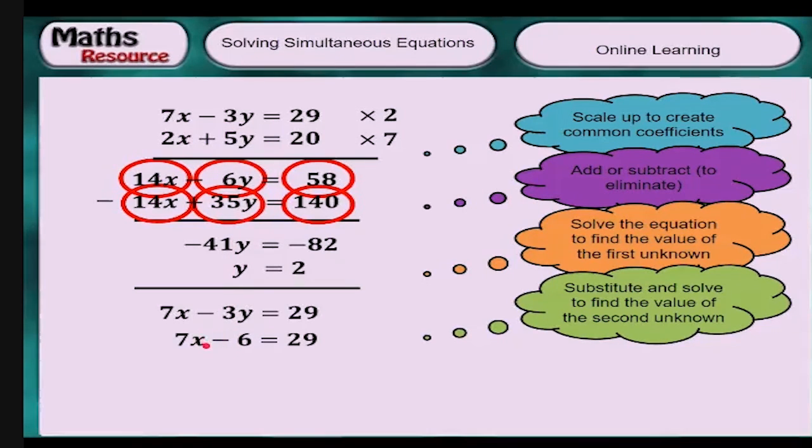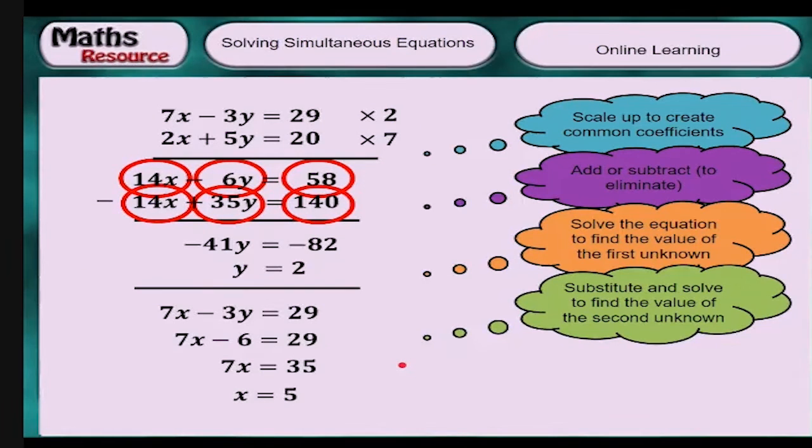All right. So what I'm going to do now is get rid of the numbers. So I want to get rid of this minus 6. How do I turn minus 6 into 0? I add 6. So I add 6 this side, I add 6 that side. That will give me 7x equals 35. I just want x on its own. So I divide by 7 this side, divide by 7 that side. So I end up with x equals 5.